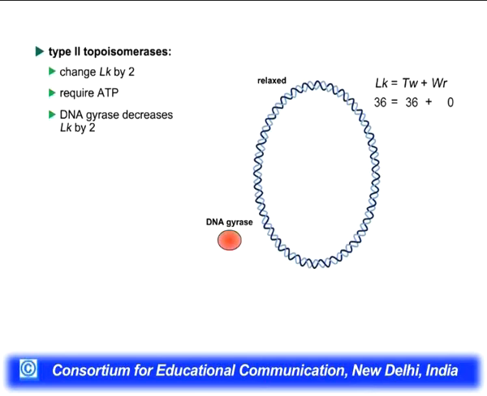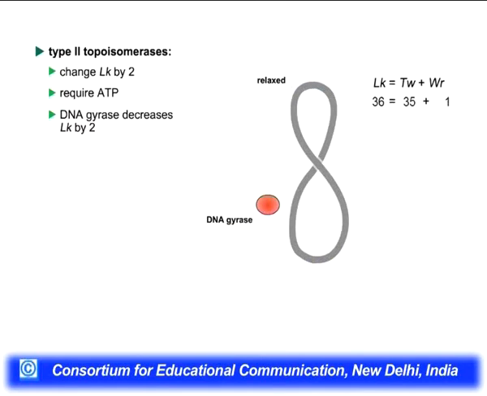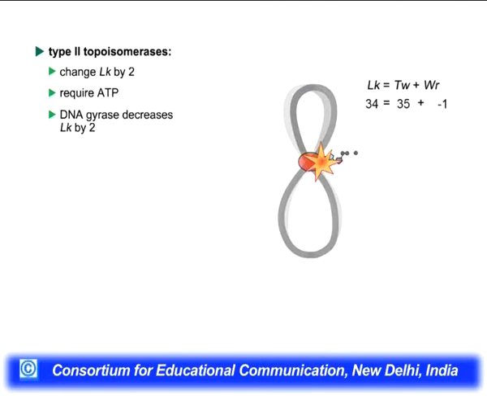So, there is an enzyme present in prokaryotes which can decrease the linking number by 2. To start with, the linking number here is 36, and this DNA gyrase will introduce a writhe, and by introducing the writhe, it has to accommodate by doing the twist. It again requires ATP energy, and this will be accommodated by the presence of the twists.